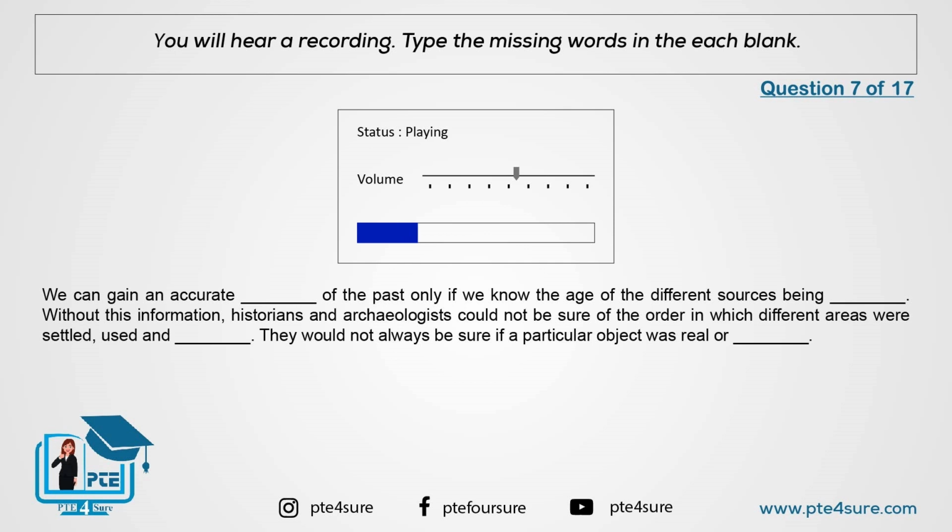We can gain an accurate knowledge of the past only if we know the age of the different sources being investigated. Without this information, historians and archaeologists could not be sure of the order in which different areas were settled, used and abandoned. They would not always be sure if a particular object was real or forgery.